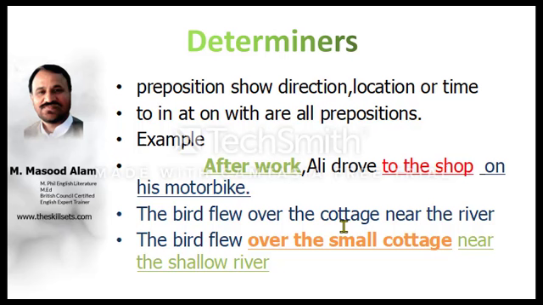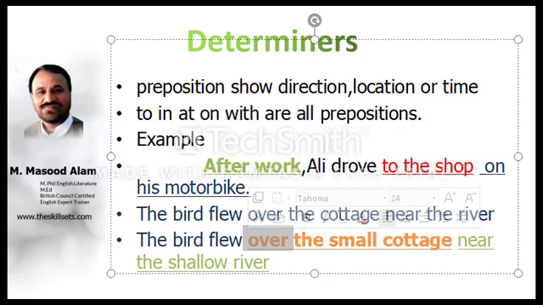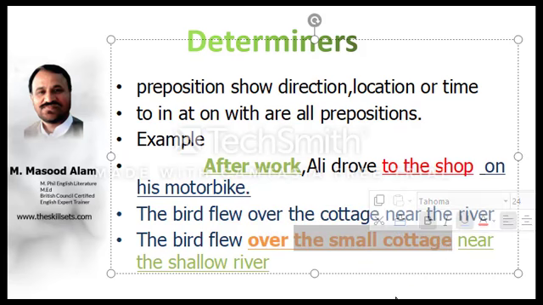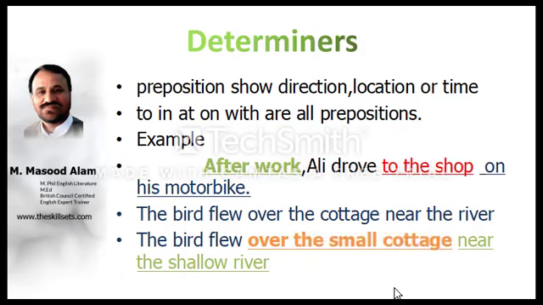Now we add an adjective between the determiner and the noun. The adjective further clarifies the cottage. Over the small cottage, over is a preposition. The small cottage is now a phrase, and that phrase consists of three words.